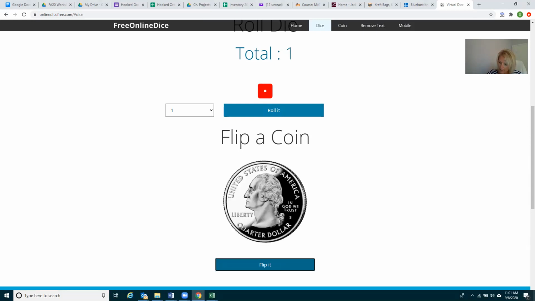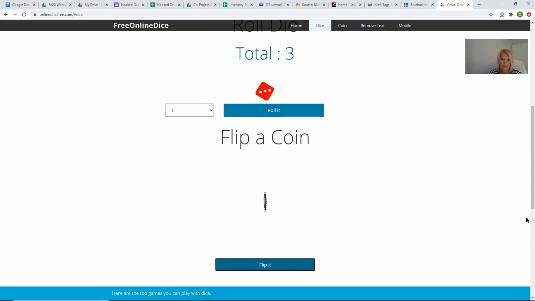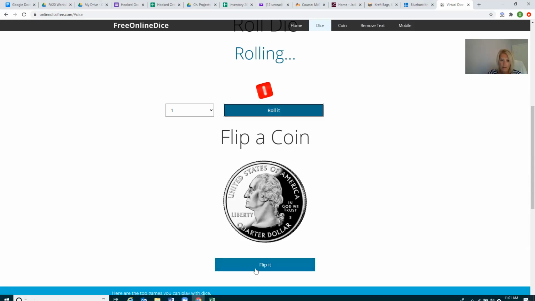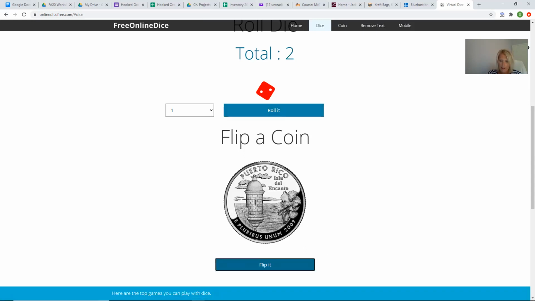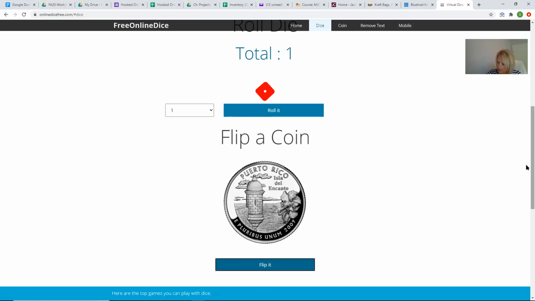Ooh, I got another heads. A heads and a 1. That's exciting. A heads and a 3. And the tails and a 2. So that's 1, 2, 3, 4, 5, 6, 7, 8, 9. So we have 3 more. A tails and a 1.